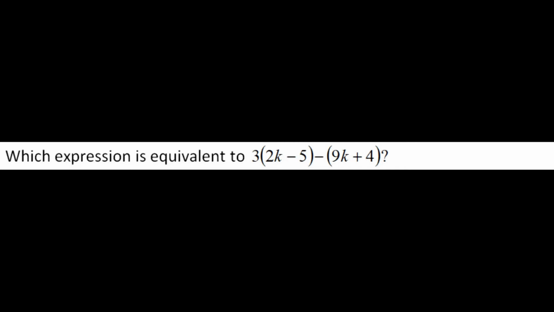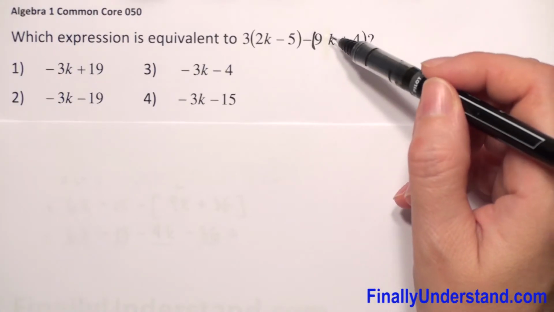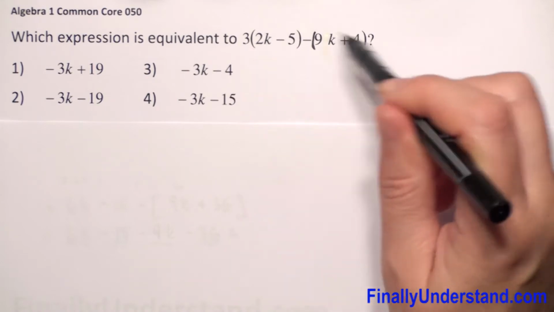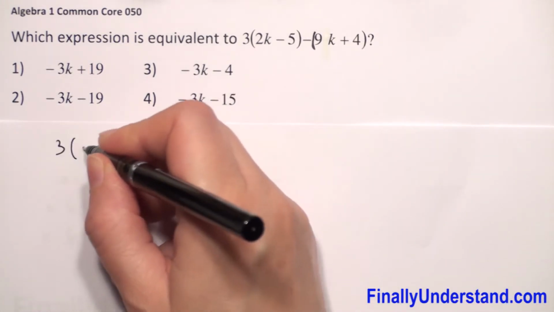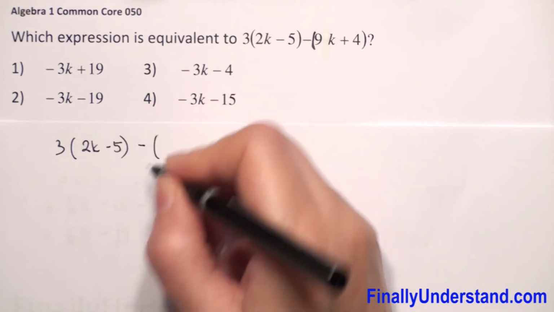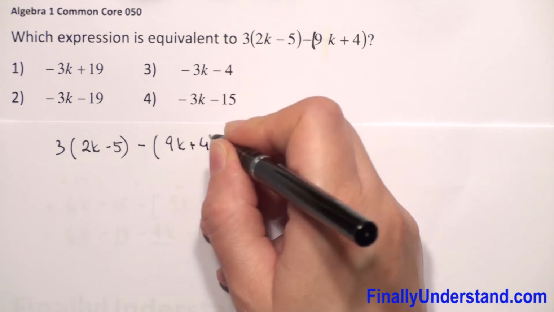Which expression is equivalent to 3 times (2k minus 5) minus (9k plus 4)? So first we have to simplify this expression. Let me copy. We have 3 times (2k minus 5) minus (9k plus 4).